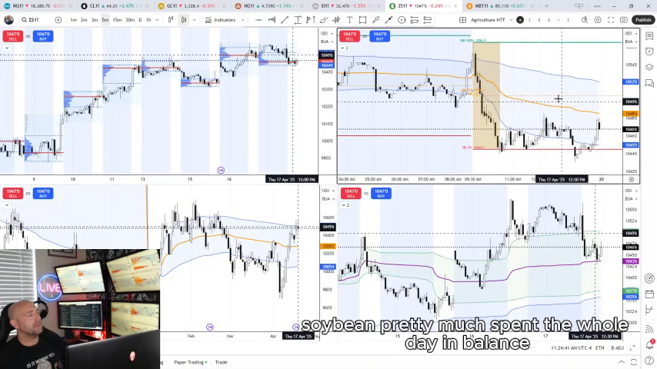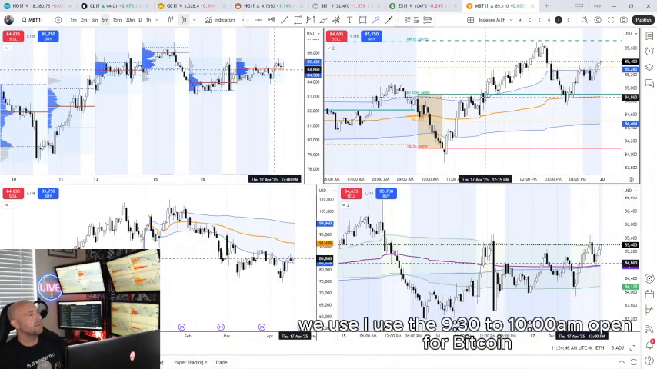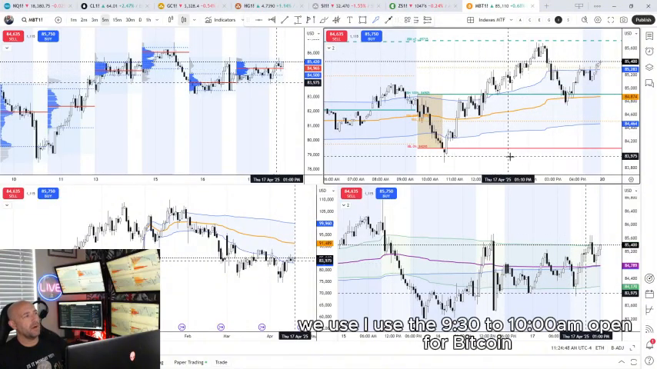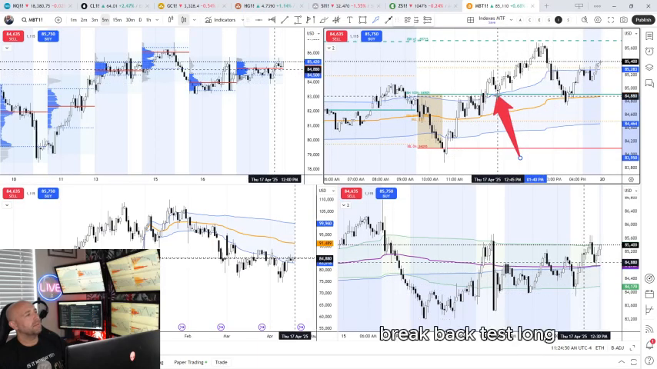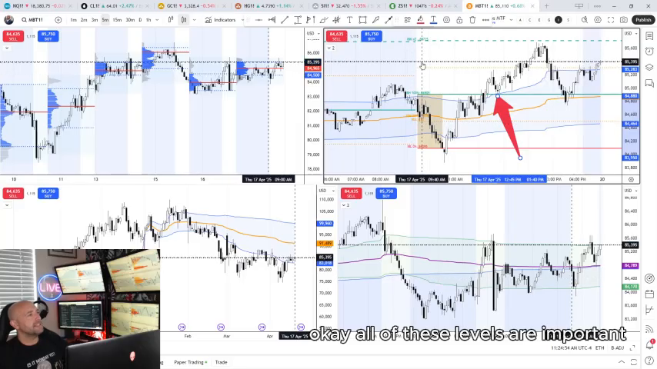Soybean pretty much spent the whole day in balance. Bitcoin, same story. I use the 9:30 to 10:30 a.m. open for Bitcoin. Break, back test, long. All of these levels are important.